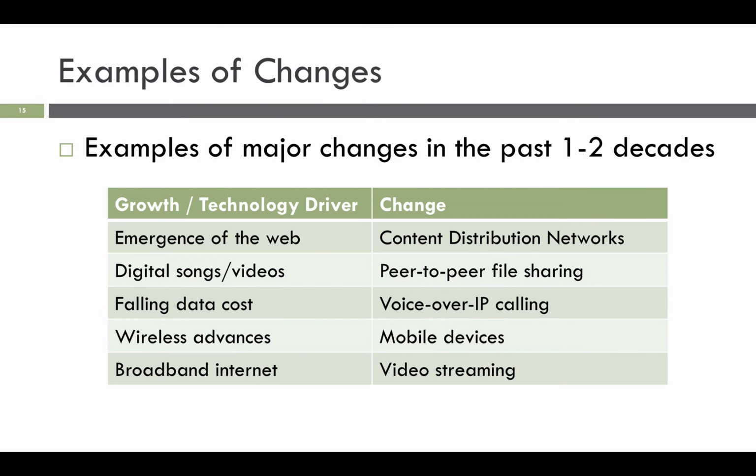Cheaper internet costs enabled web conferencing and VoIP calls. Advances in wireless technology allowed for the emergence of mobile devices that one can use for voice and high-speed data communications. Broadband internet, or high-speed home internet access, allowed home users to stream videos.